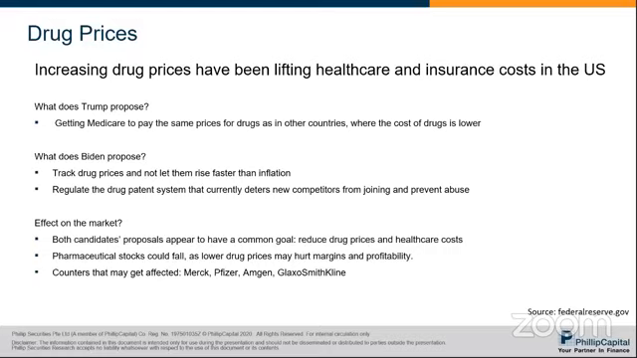So what is the likely effect on the market? Both candidates appear to have a similar and common goal, which is to reduce healthcare costs and drug prices. A lower drug price may hurt margin and profit, and this will in turn cause the share price of pharmaceutical firms to fall, or they could fall. So certain counters that you should look out for could include Merck, Pfizer, Amgen, and GlaxoSmithKline.